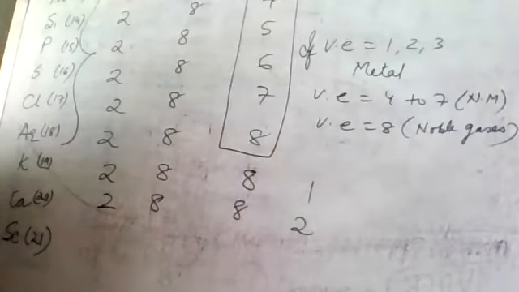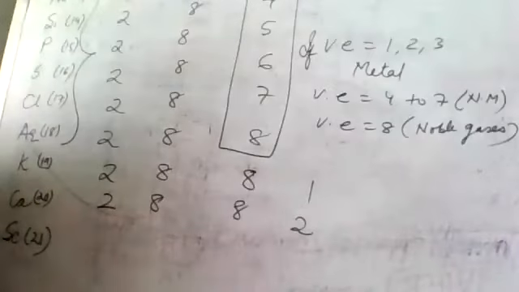What about the others? Chlorine, non-metal. Argon, noble gas. Potassium, metal, not noble gas. Calcium, metal. Calcium will be a metal.